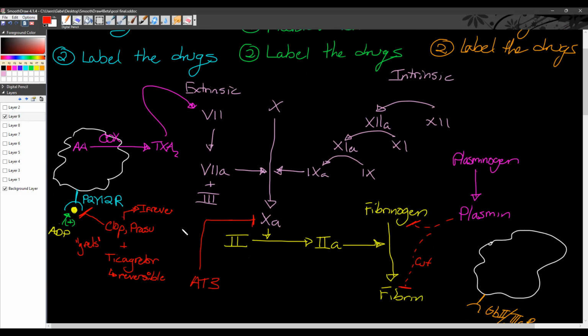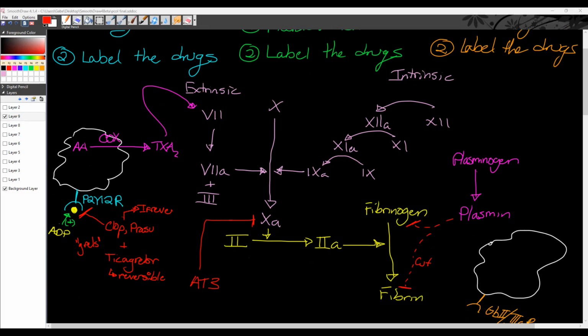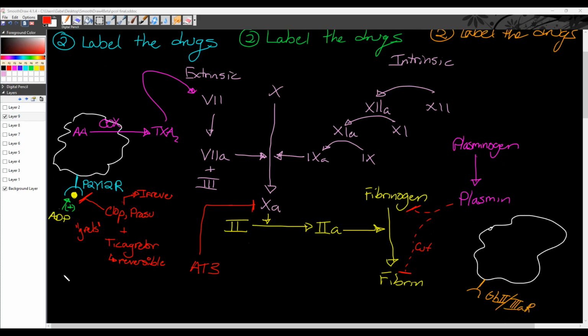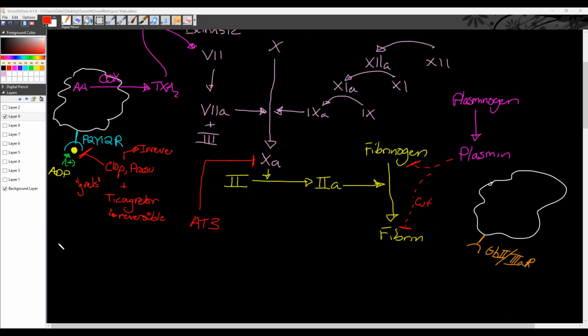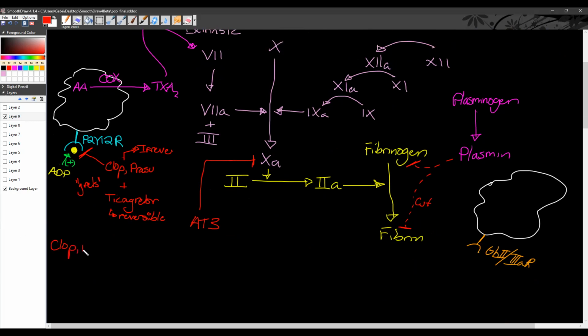What does this mean about clopidogrel and prasugrel's kind of efficacy here? How long are they going to last compared to ticagrelor? Much, much, much, much longer. So, what is the duration of action of prasugrel and clopidogrel compared to ticagrelor? What is it equal to? Or what is it completely dependent on? The lifetime of what? The lifespan of what?